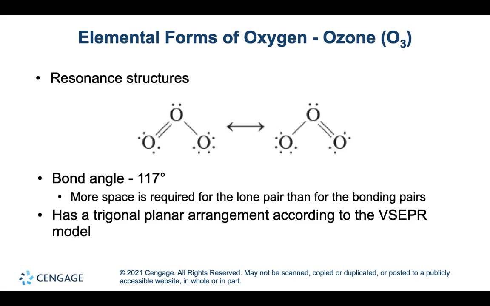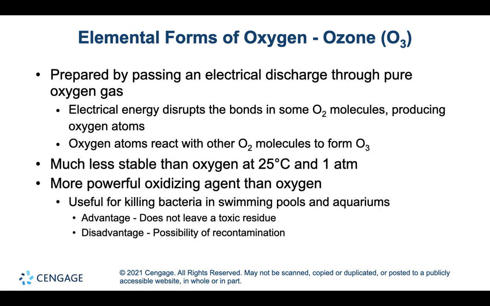O3 has 2 resonance structures, so instead of having a double bond and a single bond, it's going to be 2 1.5 bonds. A bond angle of 117 degrees. Trigonal planar, but it's not 120, it's 117 due to the unshared pair repelling the 2 bonds, getting them close together. If you pass electricity through oxygen gas, you get O3. So if you've ever smelled the air after a spark, you're probably getting a whiff of that O3.